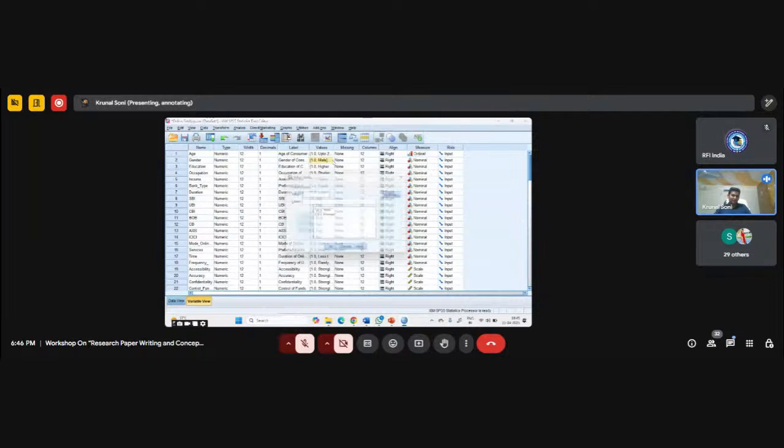Then gender, male, female: is there any sequence? That means, should I give only one number to male, or can I give one number to female? If sequence does not matter, then it is nominal data. Where sequence does matter and I cannot give any number to any option, there is a specific criterion where the sequence does matter, it is ordinal. Here the sequence does matter.